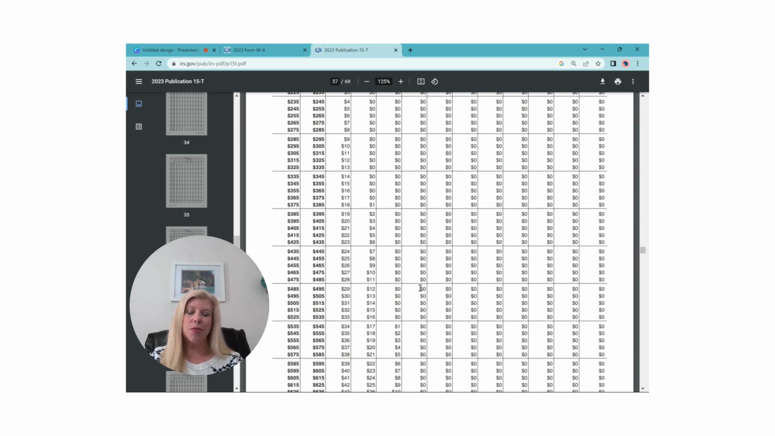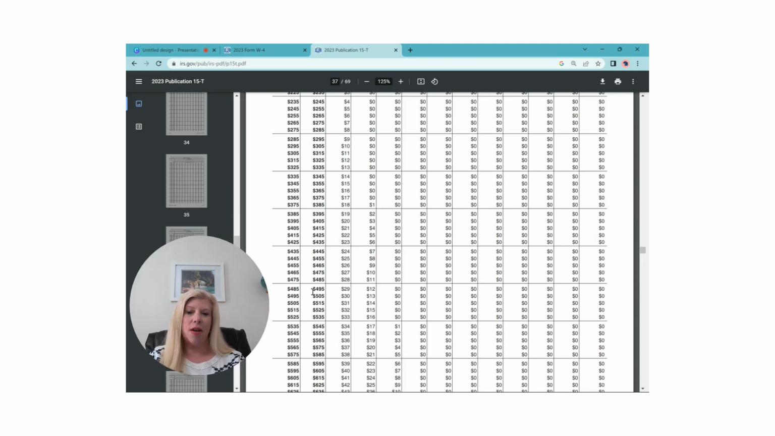So if you had 3 or 4 dependents, even if you made $500 for the week, it's not going to take out any withholding. It's going to say, no, you're in a low enough tax bracket that based on this paycheck, you don't need to have any withholding coming out because you're not going to owe the IRS any money at the end of the year. So we're not going to take it out just to have to refund it back to you.